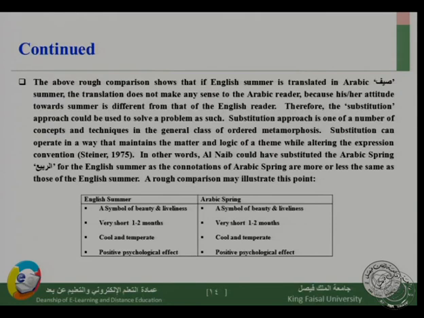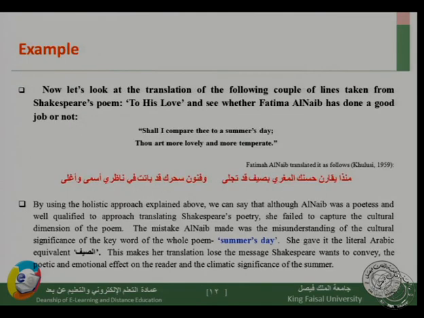Therefore, if I were Naib, I would have translated it into Arabic like this: من ذا يقارن حسنك المغري بربيع قد تجلى وفنون سحرك قد باتت في ناظري أسمى وأغلى. Now the word ربيع is of course much better than الصيف. You as Arabic native speakers enjoy ربيع, and this word gives you so many emotions, so much effect and influence upon you, so you need to be aware of this.